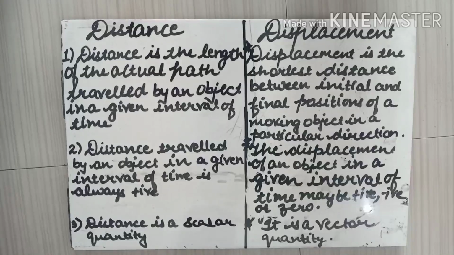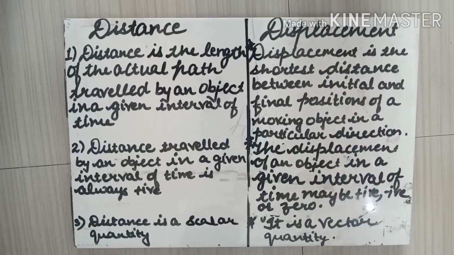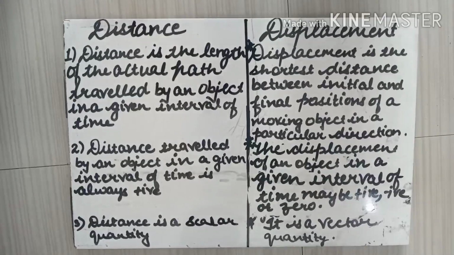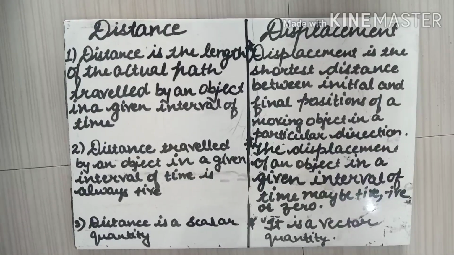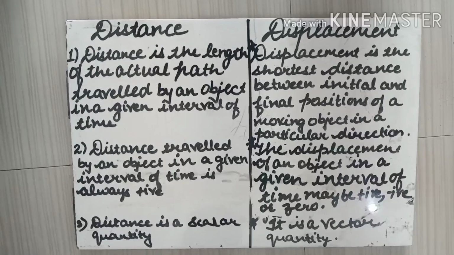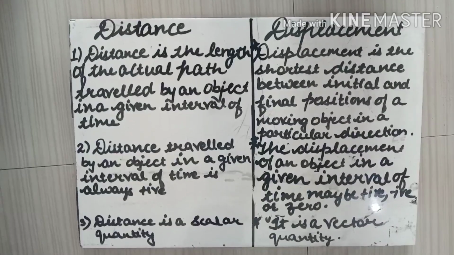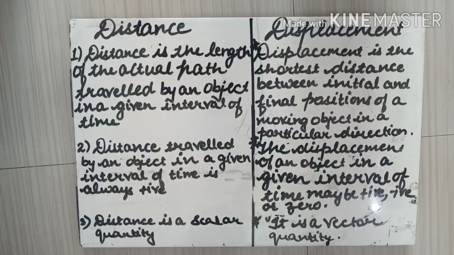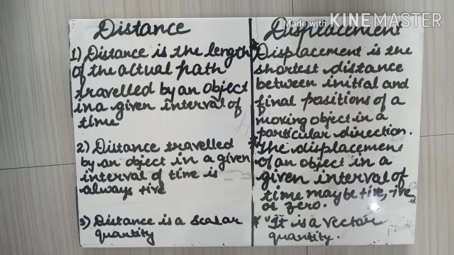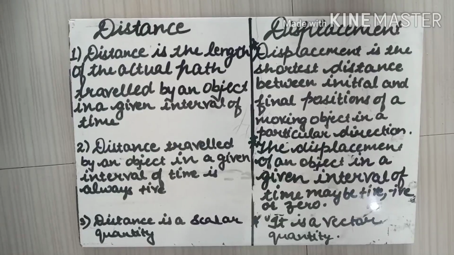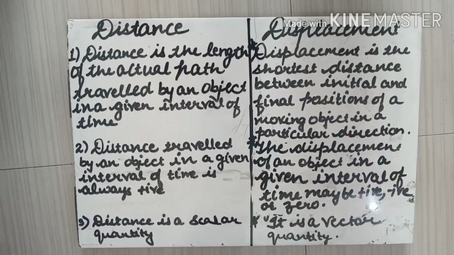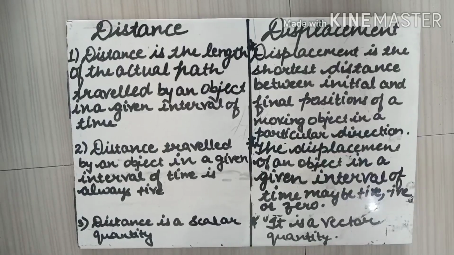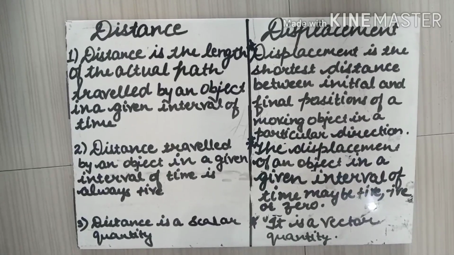Second point of displacement: displacement of an object in a given interval of time may be positive, negative or zero. Here the first question arises, in which condition does it become zero? If we move in a closed circular path or a closed rectangular path, then the initial and the final position both become the same. In that condition, displacement becomes zero.